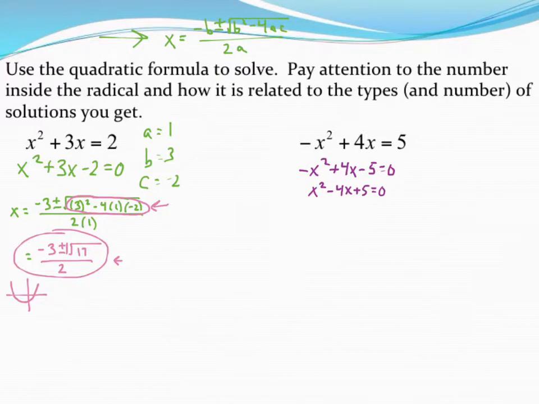And that's something that I might want to try to factor. If I tried to find two numbers that multiply to 5 but add up to negative 4, I'm going to once again find that that is impossible, so this one is not factorable, meaning I won't get rational answers.